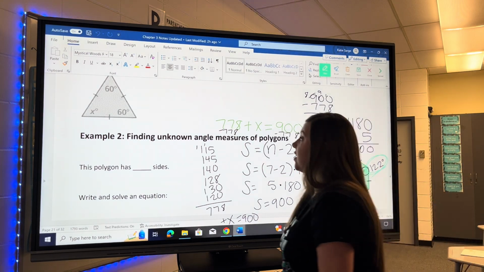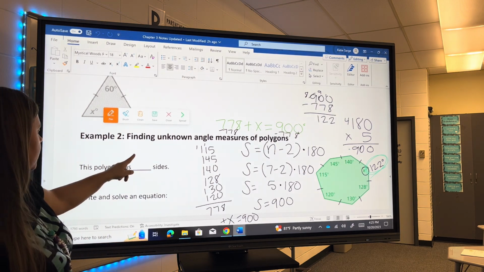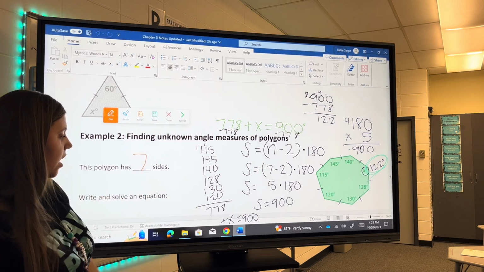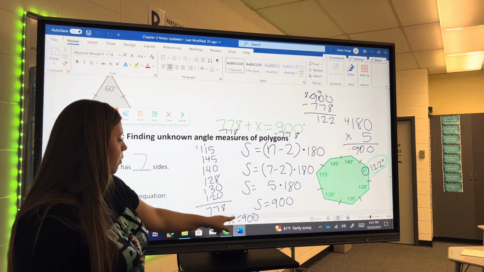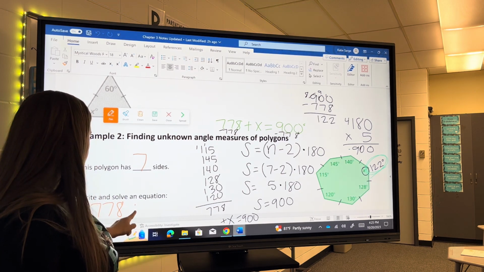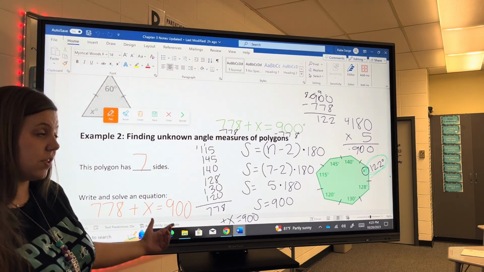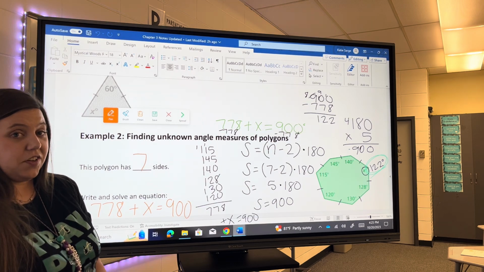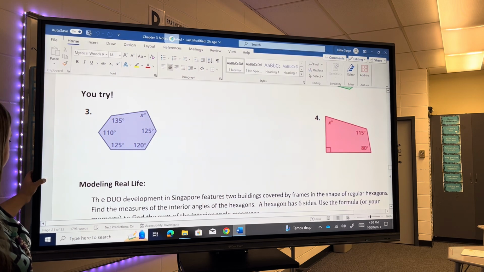So one of the things I forgot to fill in over here is this polygon has 7 sides, and then we had to write and solve an equation. So we're adding all of these up together and then figuring out what we've got, what we're missing, and what it should be, okay? So that was our equation, 778 plus x needed to equal 900, okay? And then we solved for x. We got 122. I know, it's a lot of work. So let's look at the next one.